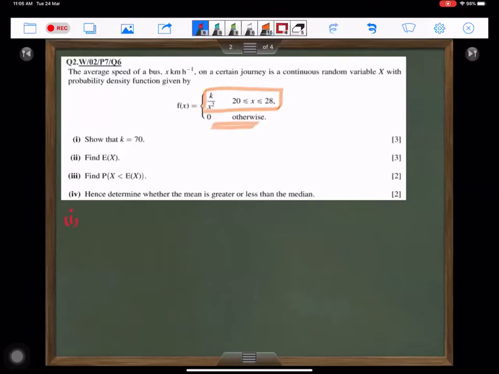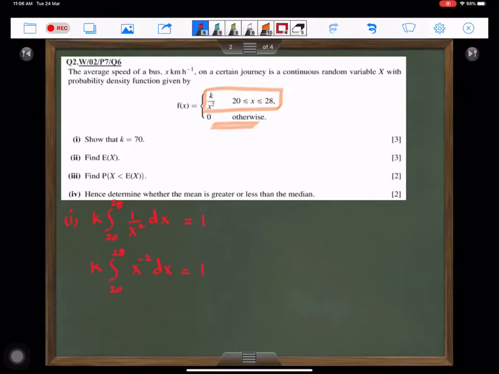In the first part, if I integrate k times 1 over x squared between the limits 20 and 28, that is the concept of area under the graph, and that should equal the total probability, which is 1. That is the first step that you should write. Second step, write it in index form, so this is x raised to the power of minus 2. The limits are still intact because you have not integrated as yet. Do not remove the integral sign.